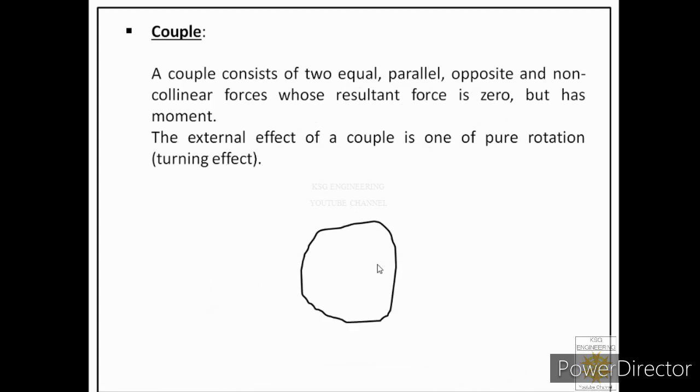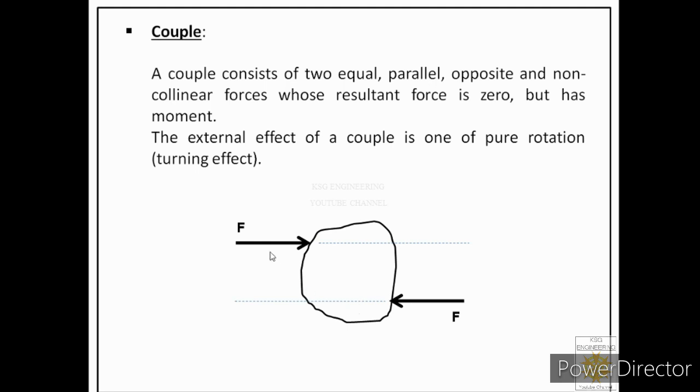Suppose we have a body, and on that body, let us say two forces are acting. These two forces have equal magnitude and these are parallel, but these are opposite forces. And these are non-collinear forces. Their line of action is not the same.